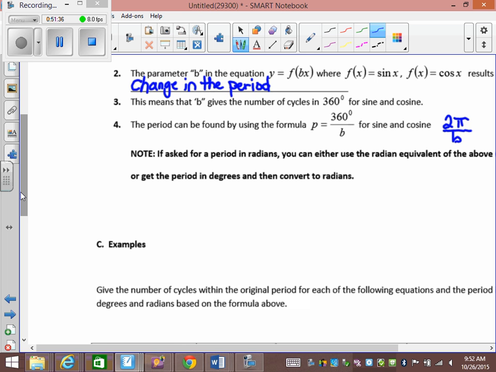Personally, I would just go 2 pi divided by 3. Otherwise you're going 360 divided by 3 is 120, and then converting that to radians. Sometimes converting to degrees first and then radians is not easier. But some people really love degrees. Okay?